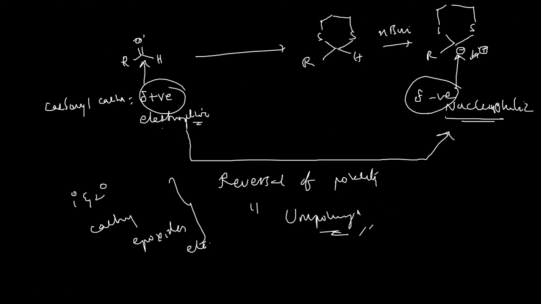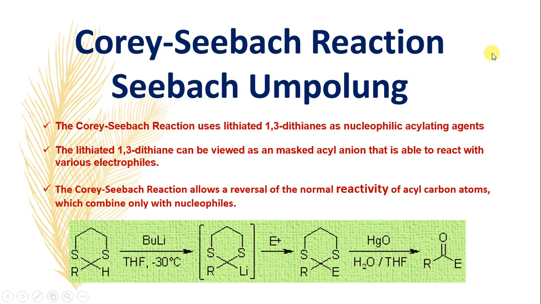In this process we have observed a reversal of polarity. That means the electrophilic nature of this carbonyl carbon is converted to nucleophilic character, which is generally not possible. That is actually reversal of polarity, which is also called Umpolung. So you have generated a nucleophilic center at the second position, that means the carbonyl carbon, which is not possible with the original functional group.